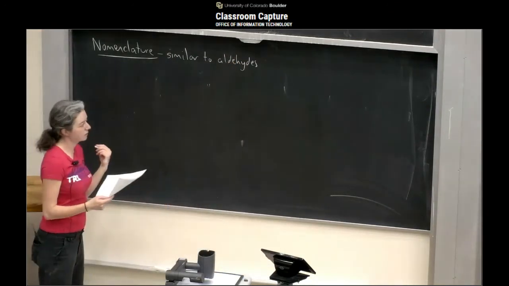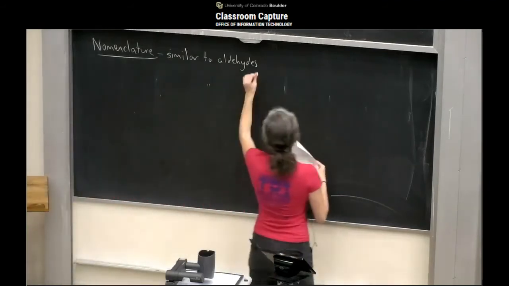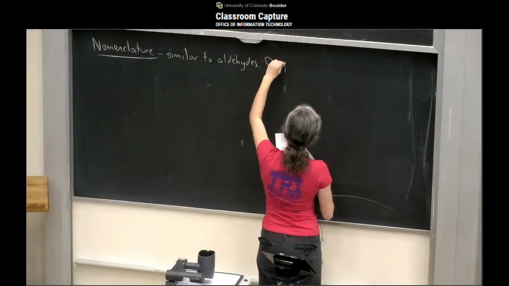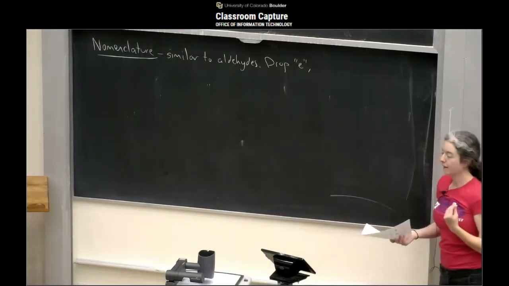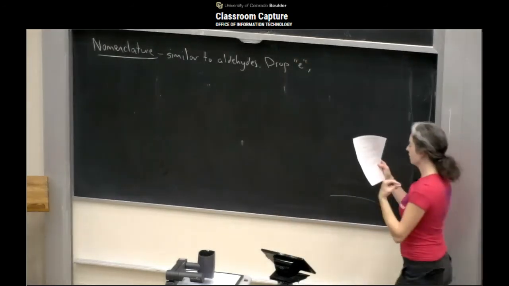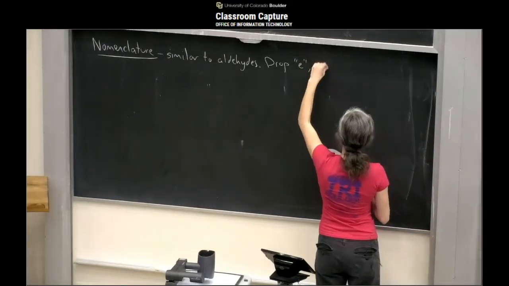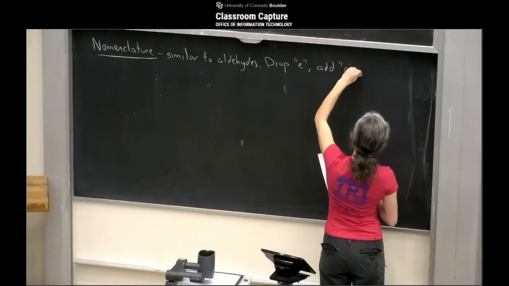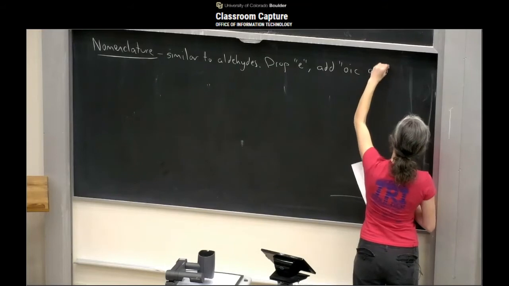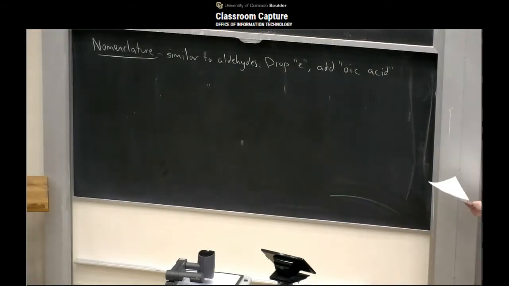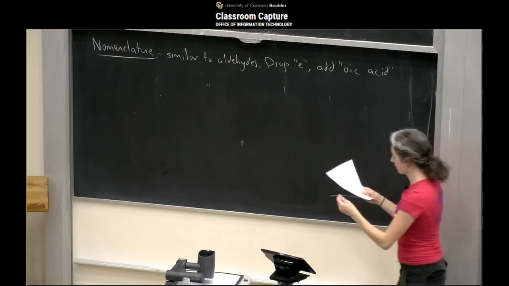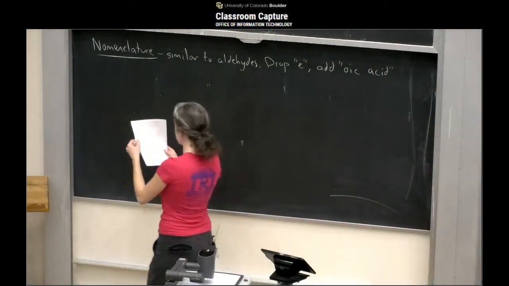Okay, so instead of dropping the terminal E and adding al like we did for aldehydes, we're going to add oic acid. So oic acid to the end. And the carbonyl carbon is going to be carbon number 1. And then you can name whatever other substituents as necessary.